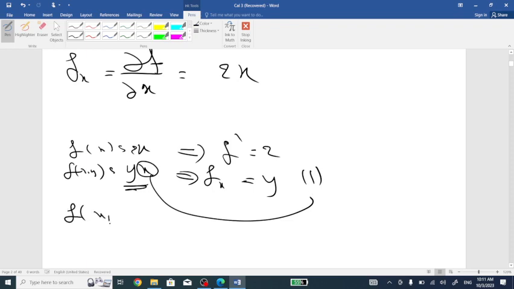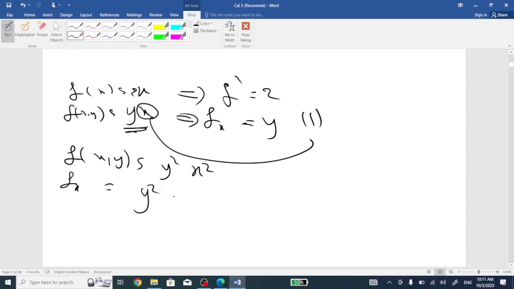For example, my f of xy equals y squared x squared. So fx, I say what? Exactly, thank you. How about f by y? Now change it in your mind: x is a number, y is the variable. So it is equal to 2y x squared. Now it's clear. Do you have any problem?